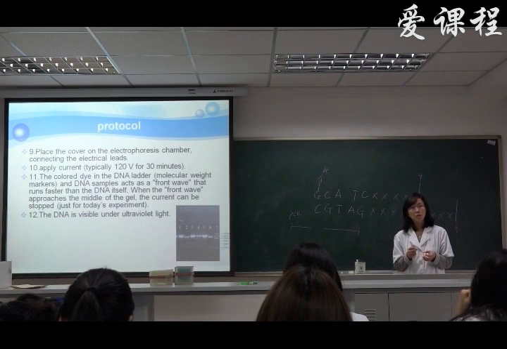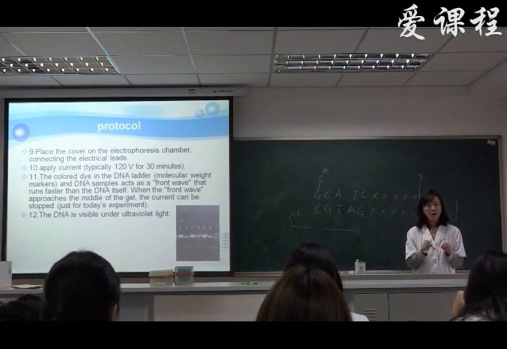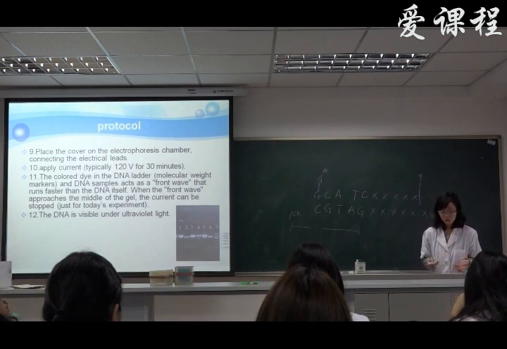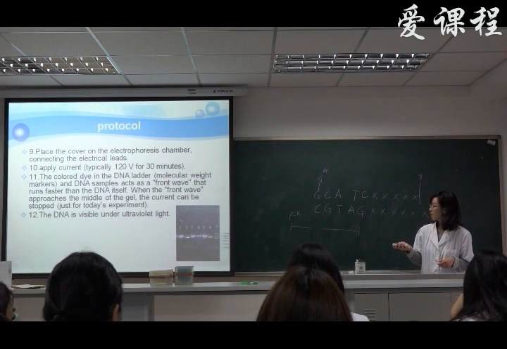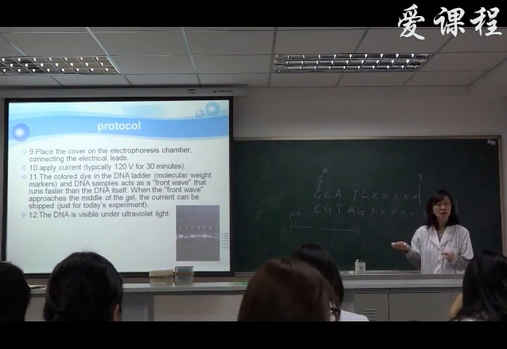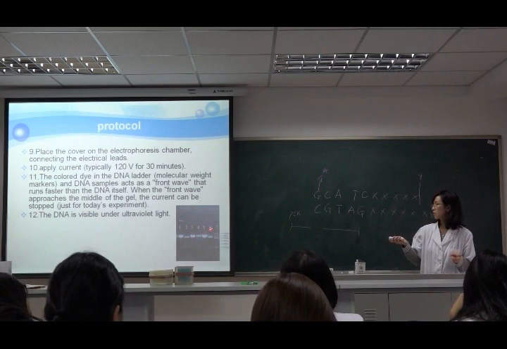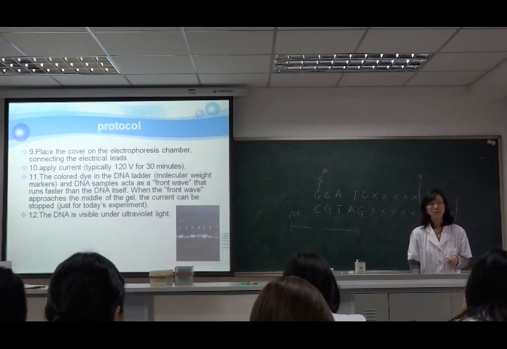We will use ultraviolet light to see the DNA. So if we see the blue band, it's just the dye. We can only see the DNA under the ultraviolet light. Understand here? And the band today we will see is the red one. And you can take a picture and discard the color, then it will be black and white, like here. Understand here? This is all our experiment.